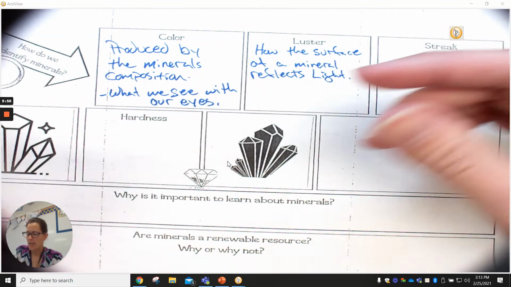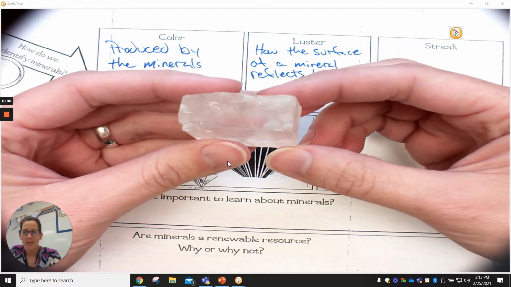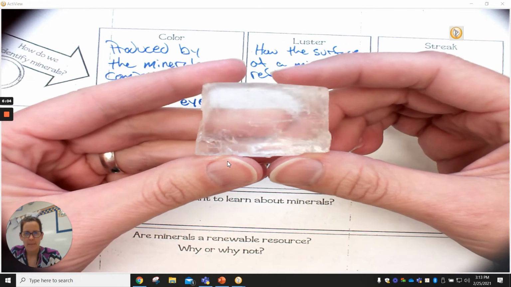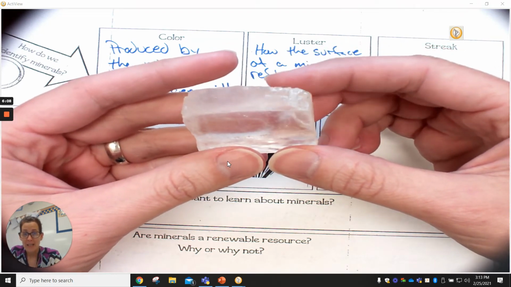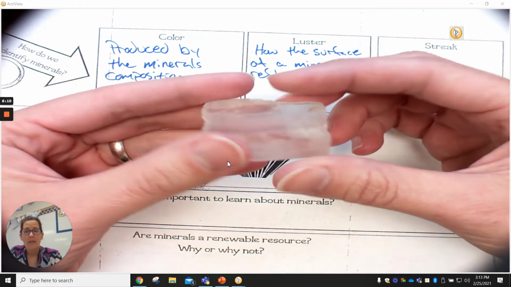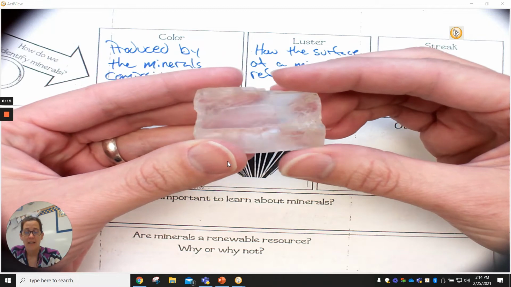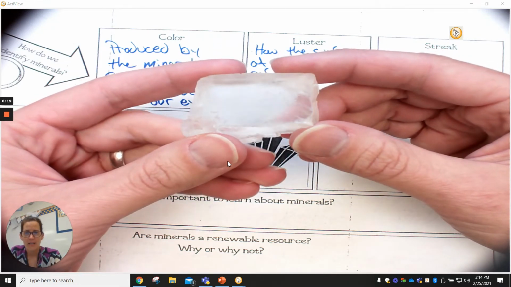So this is my halite. Does that look like it could be made of metal to you? No, it doesn't look like metal, does it? So we would say non-metallic. And this one, to me, looks like it could be a piece of glass. So the description here for luster would be non-metallic, glassy. See how it kind of reflects the light like that?